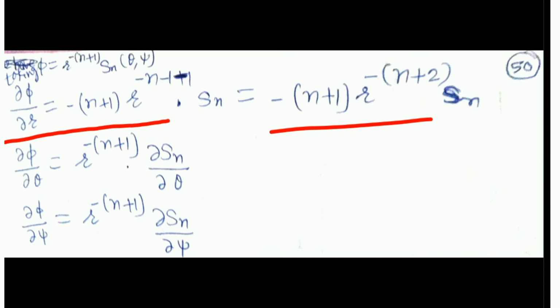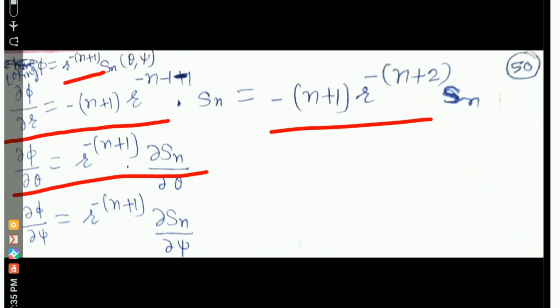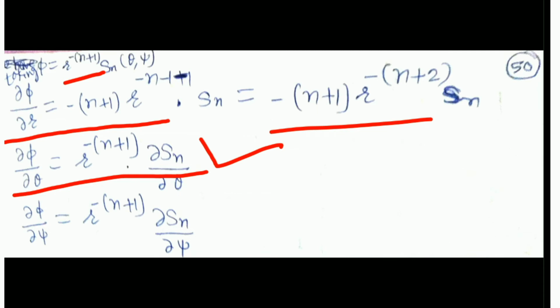So we differentiate this function phi with respect to theta. We get ∂φ/∂θ = r^(-n+1) · ∂Sn/∂θ. Again differentiate this with respect to psi. We get r^(-n+1) · ∂Sn/∂ψ.